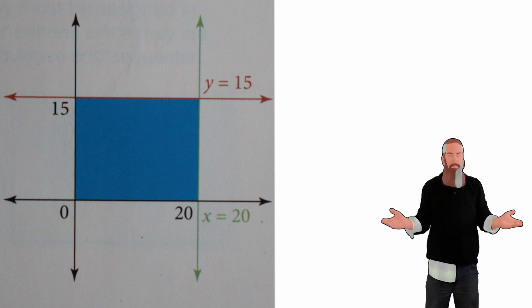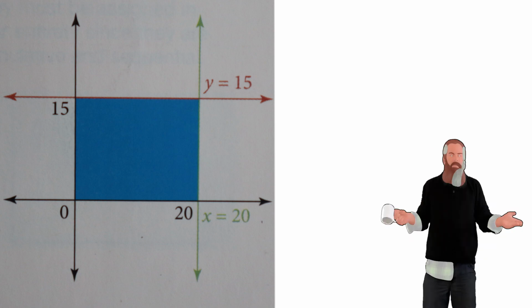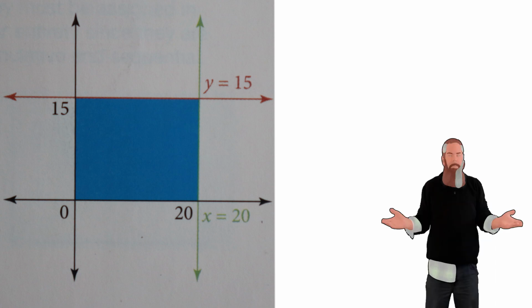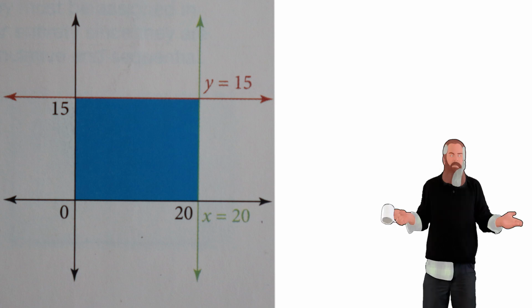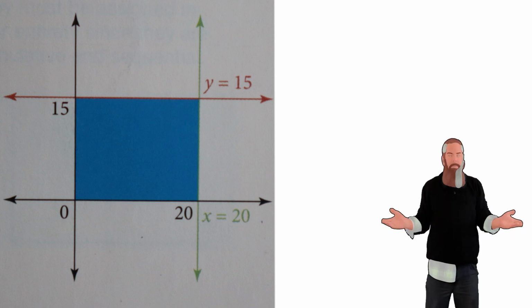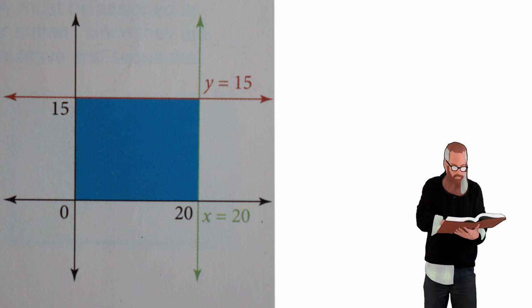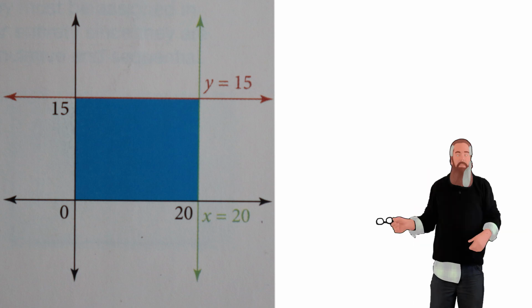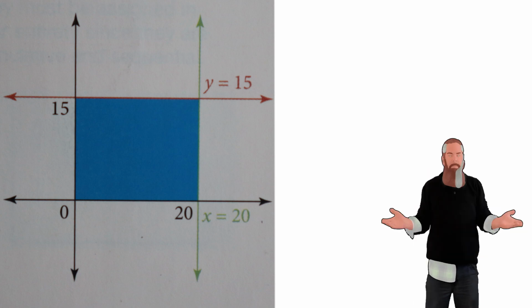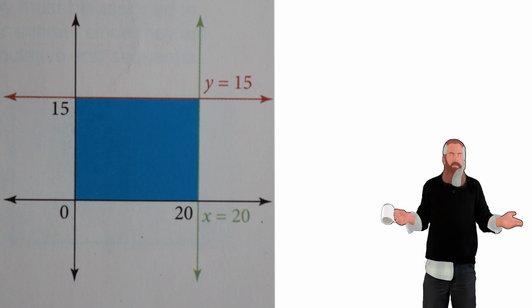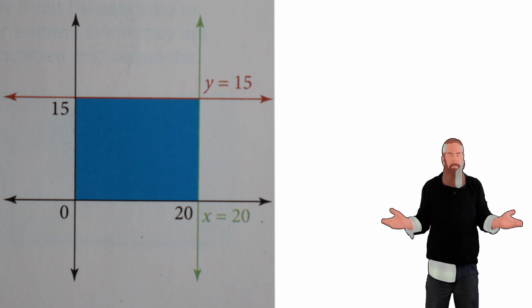The shaded rectangle is formed by the intersection of four linear equations: x equals 0, the y-axis, y equals 0, the x-axis, x equals 20, and y equals 15. The shaded region, including the sides of the rectangle, is formed by the intersection of the four inequalities, where x is greater than or equal to 0, y is greater than or equal to 0, y is less than or equal to 15, and x is less than or equal to 20.